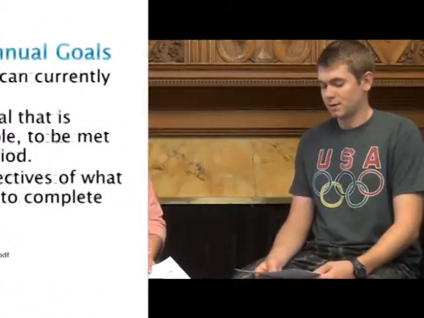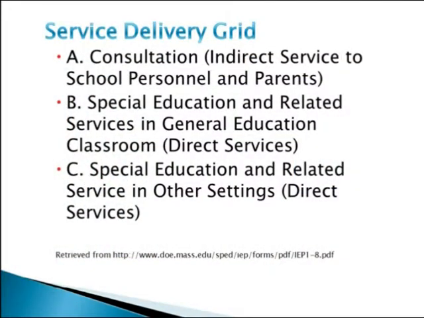Then you have the service delivery grid, which has 3 parts: the consultation, which is indirect services to school personnel and parents, the special education and related services in general education classroom, which is what services are going to be provided inside the classroom, and then there's the special education and related services in other settings which are outside the classroom. So this is important because you need to know what services your students are being provided inside and outside the classroom.